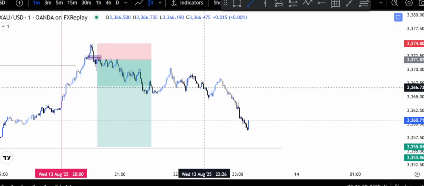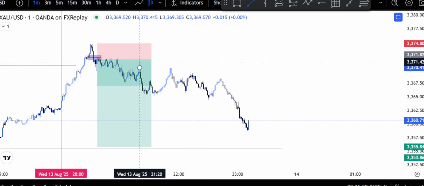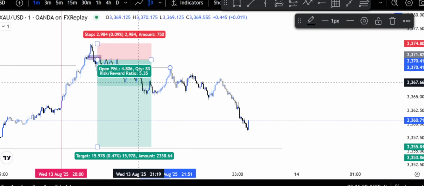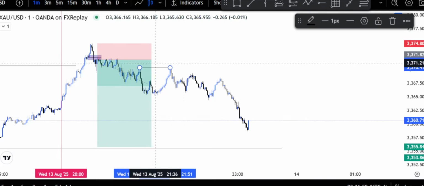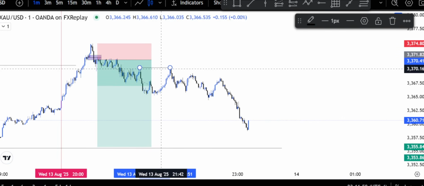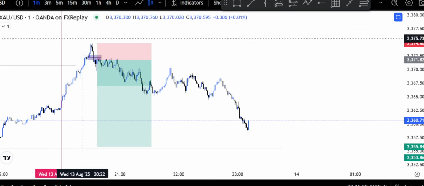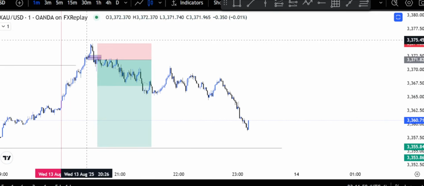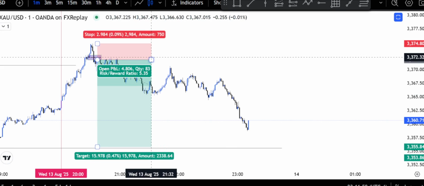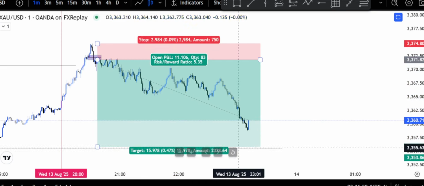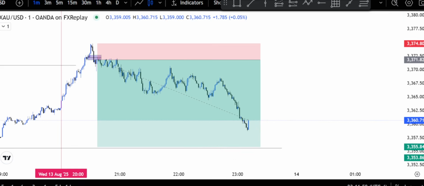As you can see here, this is why you need the data. Let's say we entered here on this breaker block. This would have been a second entry loss. That's why taking one trade per day on a high probability area like near the sweep is better. And this one for sure will hit TP.